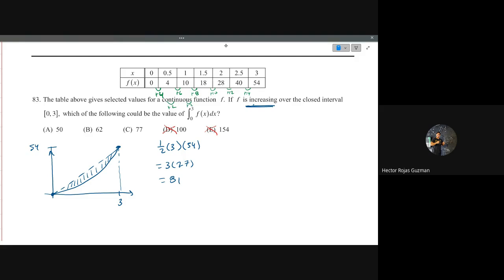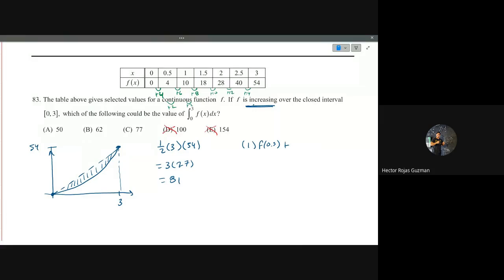Let's give another attempt at this. We're going to try to use MRAM, because MRAM would be the closest approximation to this. I'm going to use the interval from 0 to 1. The height would be the middle from 0 to 1, which is f of 0.5. You know what? Let me show my work.